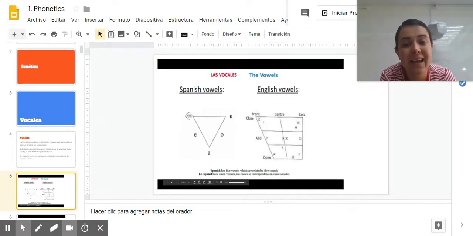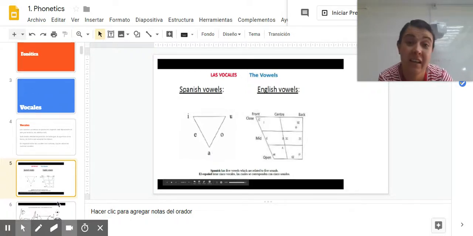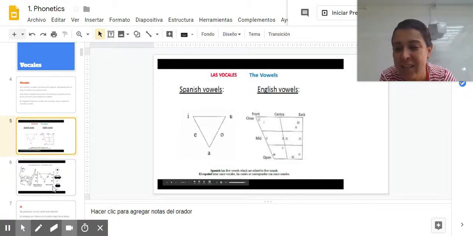Now, look at the little triangle that I have. This little triangle exemplifies the way that we open our mouth and how the vowels sound. For example, with a, I open my mouth very, very much. Then with e and o, it's a little bit closer. And then i and u, they're almost shut. And with English, you can see that there are different sounds. So in some way, Spanish is easier. Spanish 1, English 0. Let's go with the next one.